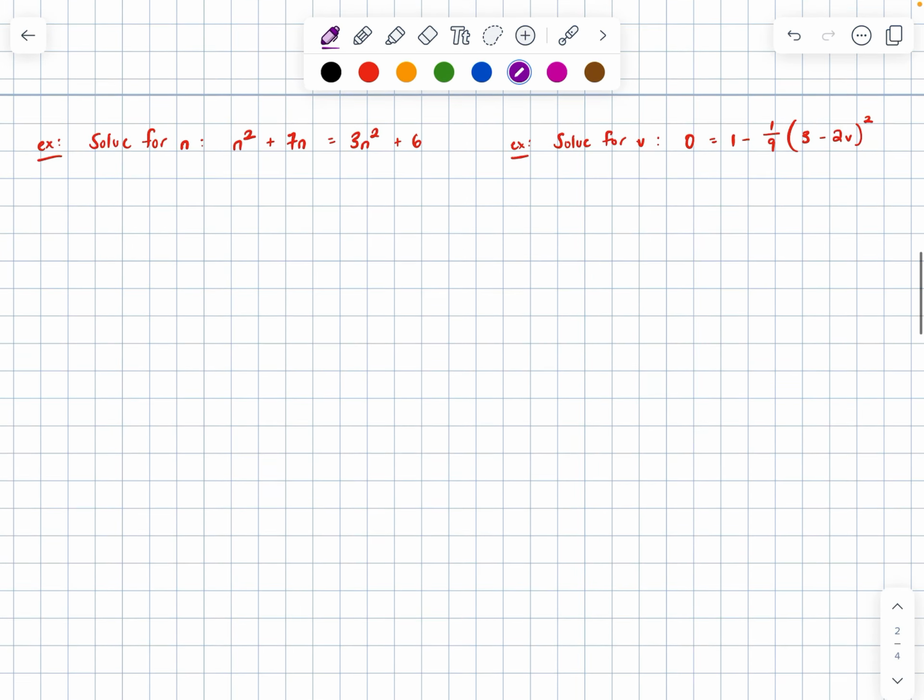Cool! Onwards we go! 2 more equations for you. Take 2 minutes, pause the video, see how far you get. Can you find me some values of n and v? Go, go!